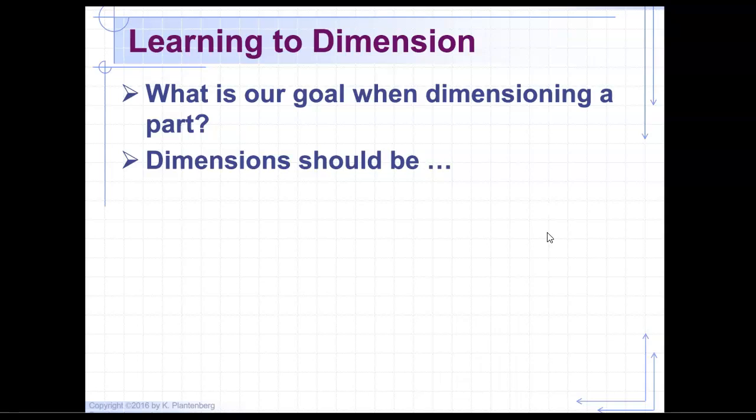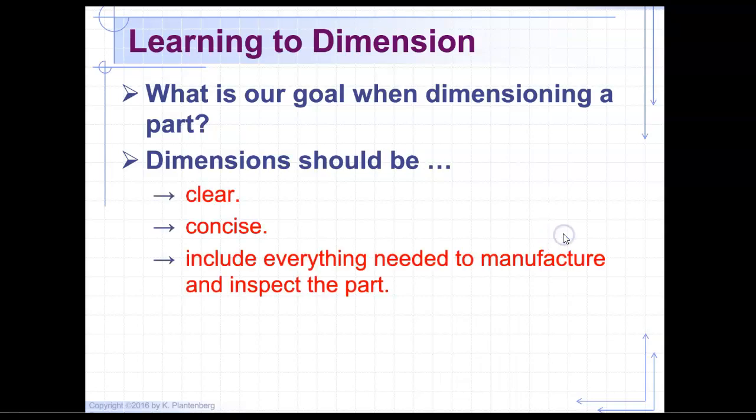So what really is the goal when you're dimensioning a part? As we think about dimensions, they should be very clear and concise. We should have enough dimensions that fully define the part, including everything that's needed, so that the person who's going to make the part and inspect the part knows exactly what they need to do, and nothing is left up to chance or second-guessing about the design intent or the meaning behind certain features on a part.